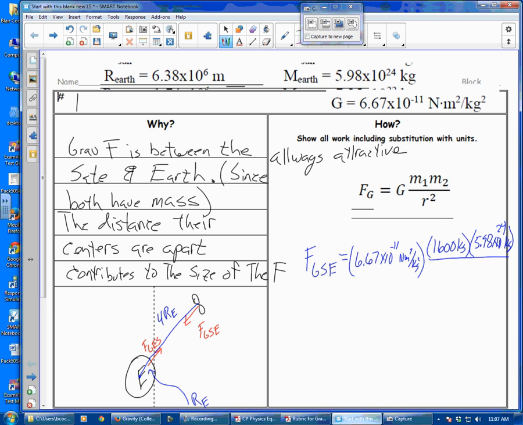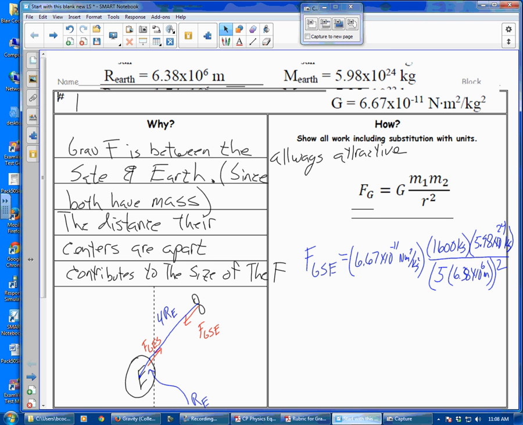And then the radius, the R, is the distance between their centers. So for me, I could use the radius of the Earth plus the distance they gave me. I'm going to use the fact that it's 4 Earth radii, so I'm going to use 5 times the radius of the Earth, which is 6.38 times 10 to the 6 meters. And that whole quantity I'm going to square.